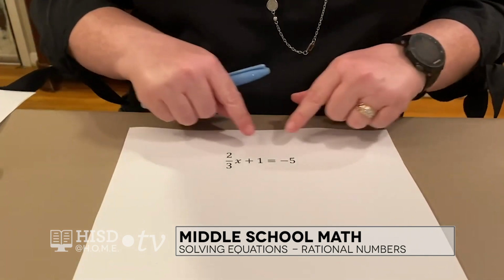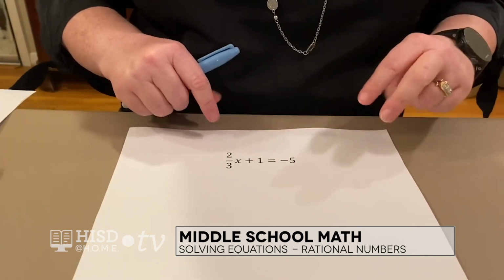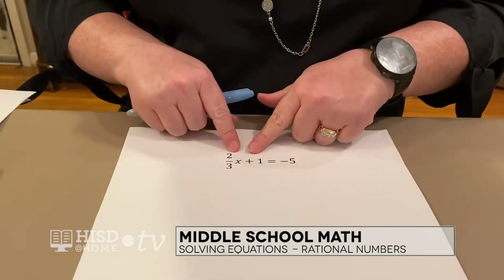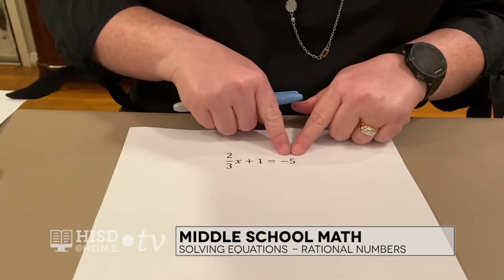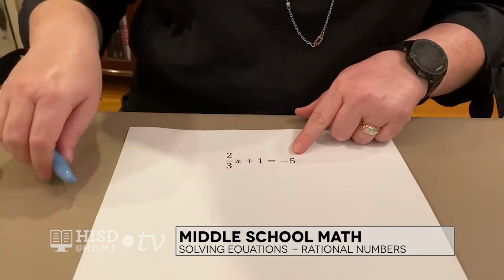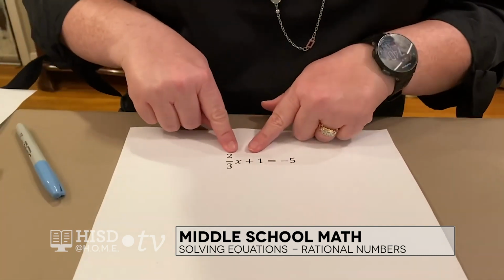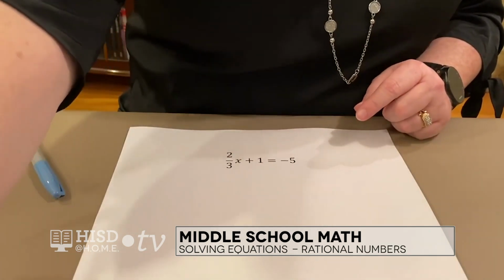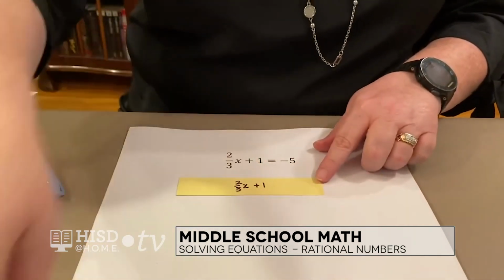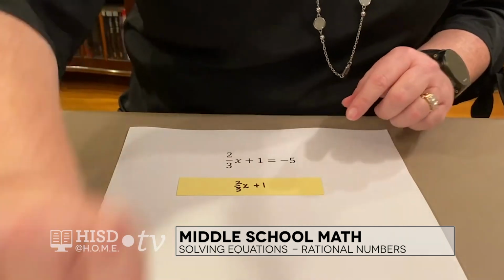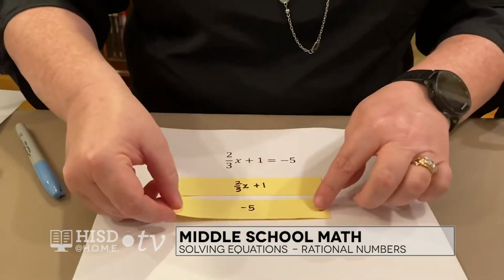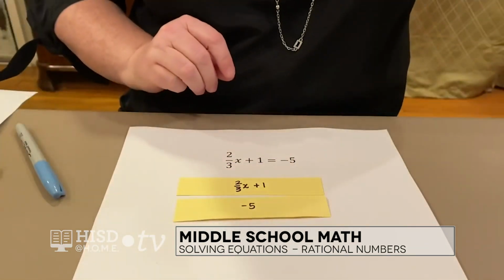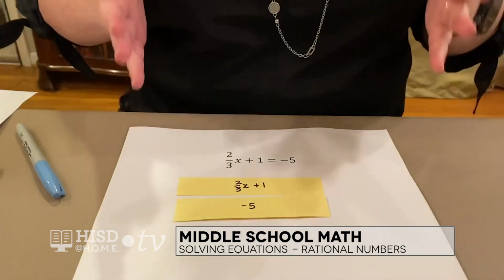Okay, so we always start with 2 strips. And we're gonna put one expression on one strip, and we'll put the other expression on the other strip. So let's get that going. One strip needs to say 2/3 x plus 1. And the other strip, excellent, that's right, it needs to say -5. So we're gonna think through this like we always do. What do these mean?